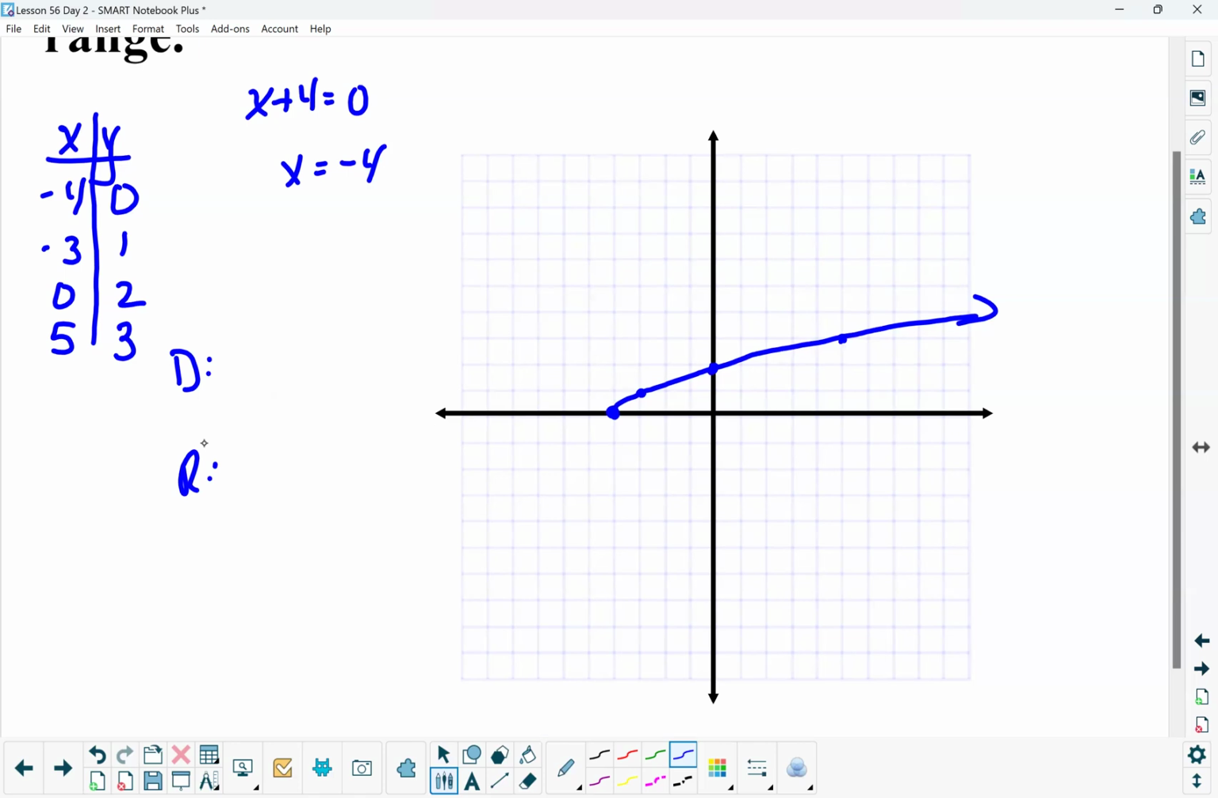Finding the domain and range: again, the domain, the x values. I can plug in -4, and anything less than that, I can't calculate the square root. So I can plug in any value greater than or equal to -4. The range: the smallest y value that I get is 0, and I can get any value above it.